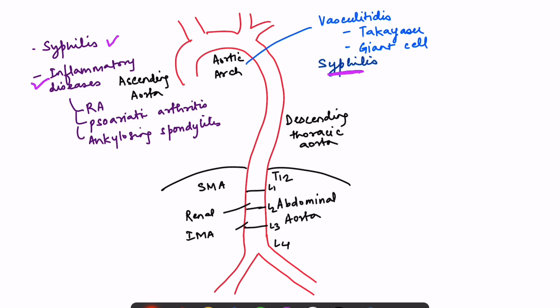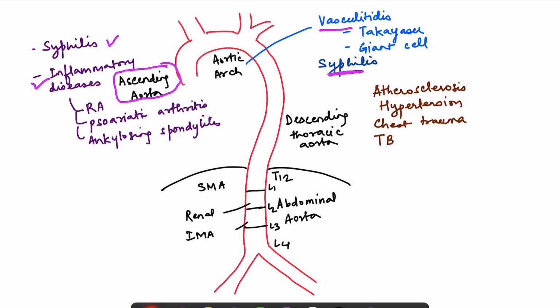So syphilis can affect the ascending aorta, the time the aorta is rising from the ventricles, and it can affect the aortic arch as well. And the causes are vasculitis, that is Takayasu arteritis, giant cell arteritis. Then thoracic aorta. Thoracic aorta causes are atherosclerosis, hypertension, chest trauma, and tuberculosis. Tuberculosis affects the thoracic aorta because there may be tubercular infection of the lungs, and direct extension of the infection from the hilar lymph nodes can involve the descending thoracic aorta.